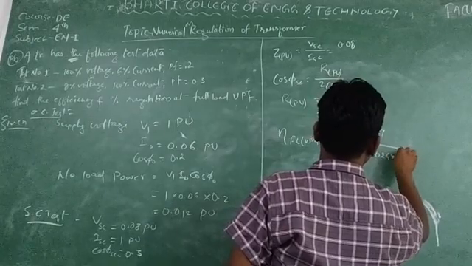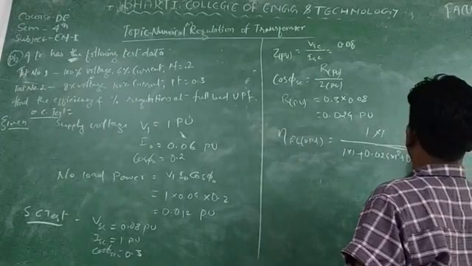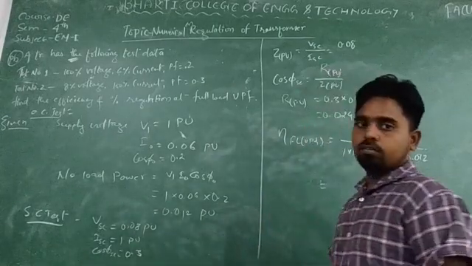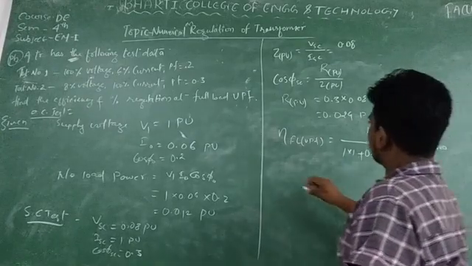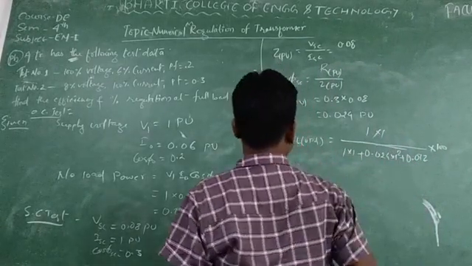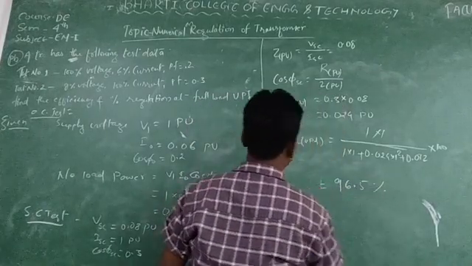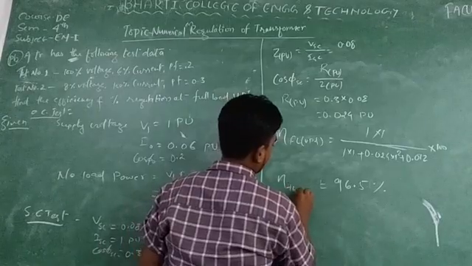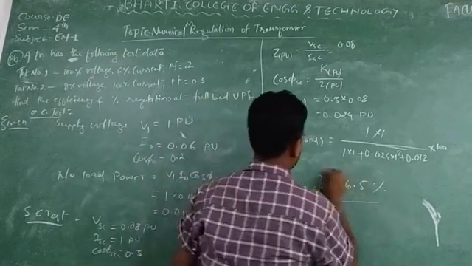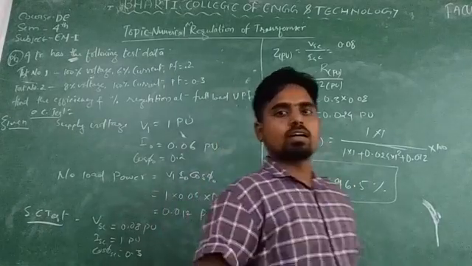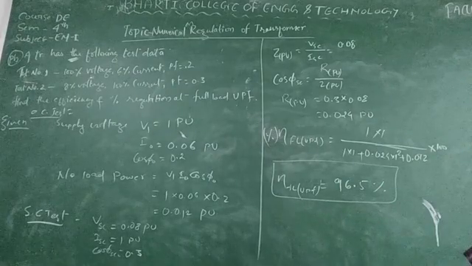0.024 into 1 square plus your iron loss is 0.012. Now we are getting into 100. This is the percentage efficiency. We are getting 96.5% efficiency at full load at unity power factor. This is the efficiency which is being asked in this question.